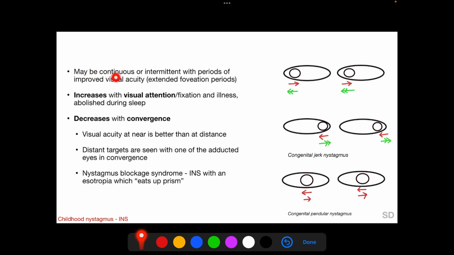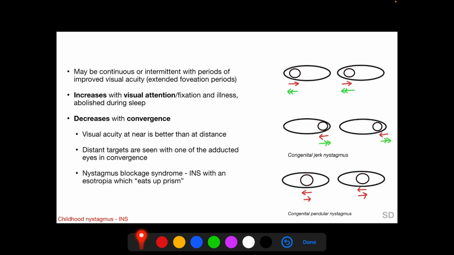INS may be continuous or intermittent, and if INS is intermittent, the patient has periods of improved visual acuity which are called extended foveation periods. The nystagmus intensity increases with visual attention and/or fixation, and it also increases with illness, but it is abolished during sleep. Intensity of the nystagmus decreases with convergence, and so the visual acuity at near is better than at distance.